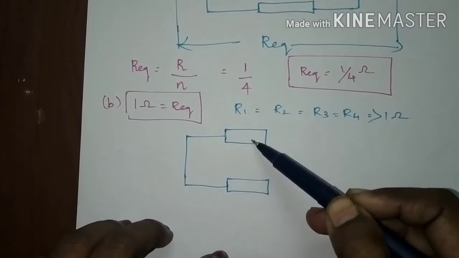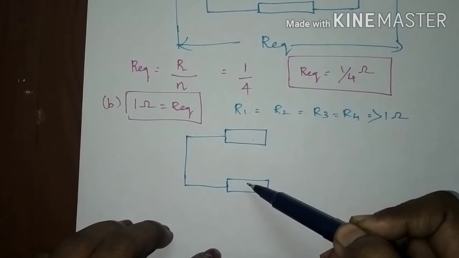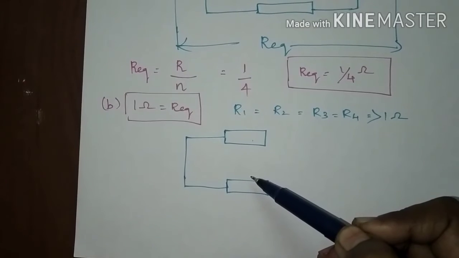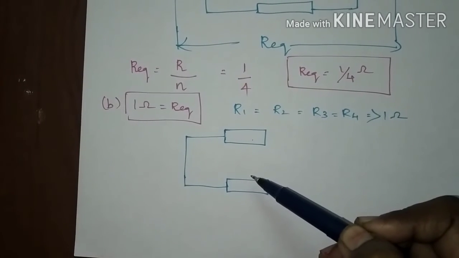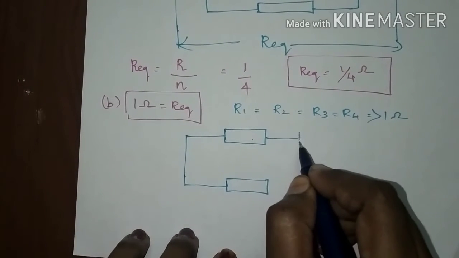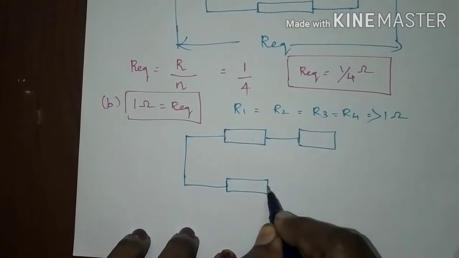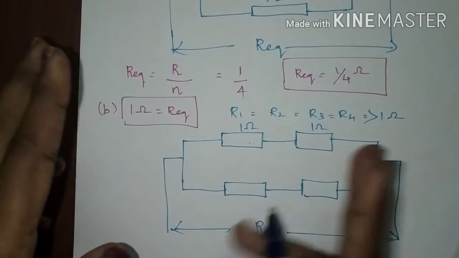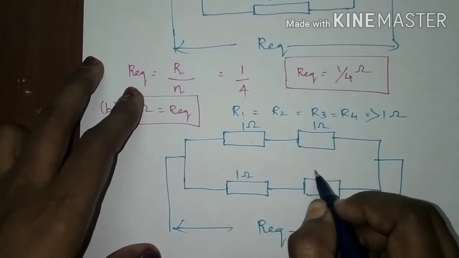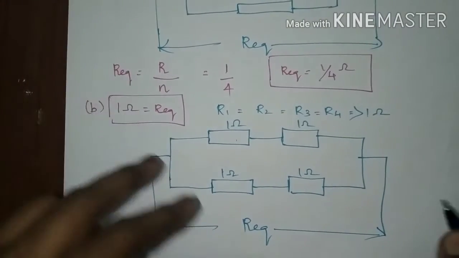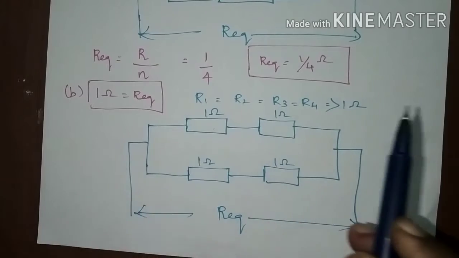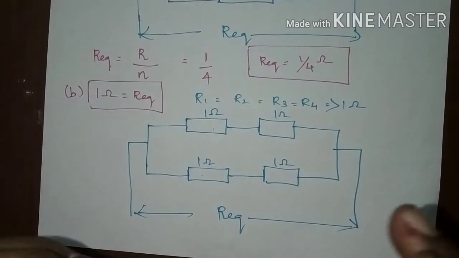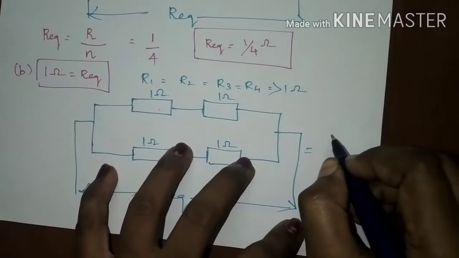If you have only 2 resistance in parallel, we'll get 1 by 2, right? But we have 4 resistance. So, make a series connection of 2 resistance and parallel them. A series connection of 2 1 ohm resistance and parallel it. If you find the R equivalent, this 1 plus 1 is 2. Here 1 plus 1 is 2. So, 2 ohms resistors are connected in a parallel combination.